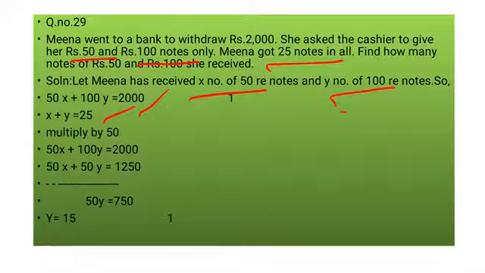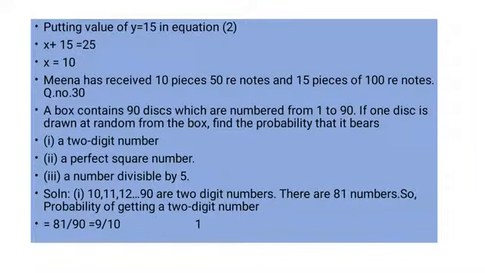Multiply by 50, we get 50x plus 50y is equal to 1250. Subtracting, 50y is equal to 750, so y is equal to 15. Putting the value of y is equal to 15 in equation 2, we will get x plus 15 is equal to 25, so x is equal to 10. Meena has received 10 pieces of 50 rupee notes and 15 pieces of 100 rupee notes.